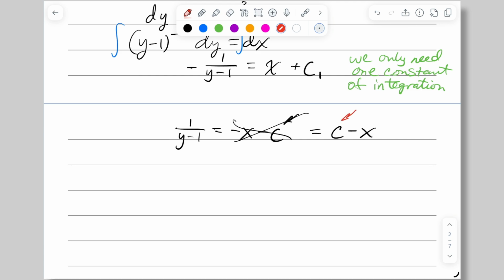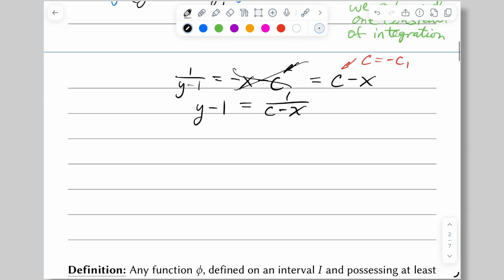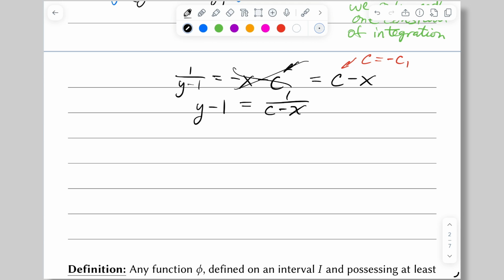And then I've made a change here, and I'm saying that c is equal to the negative c1 that we had in the previous step. It just makes things look a little bit cleaner. Now on the left-hand side, we have 1 over y minus 1. We're going to find the reciprocal. So we have y minus 1 is equal to 1 over c minus x. Remember, we can't reciprocal individual terms. Adding 1 to both sides is going to give me y equals 1 plus 1 over c minus x.